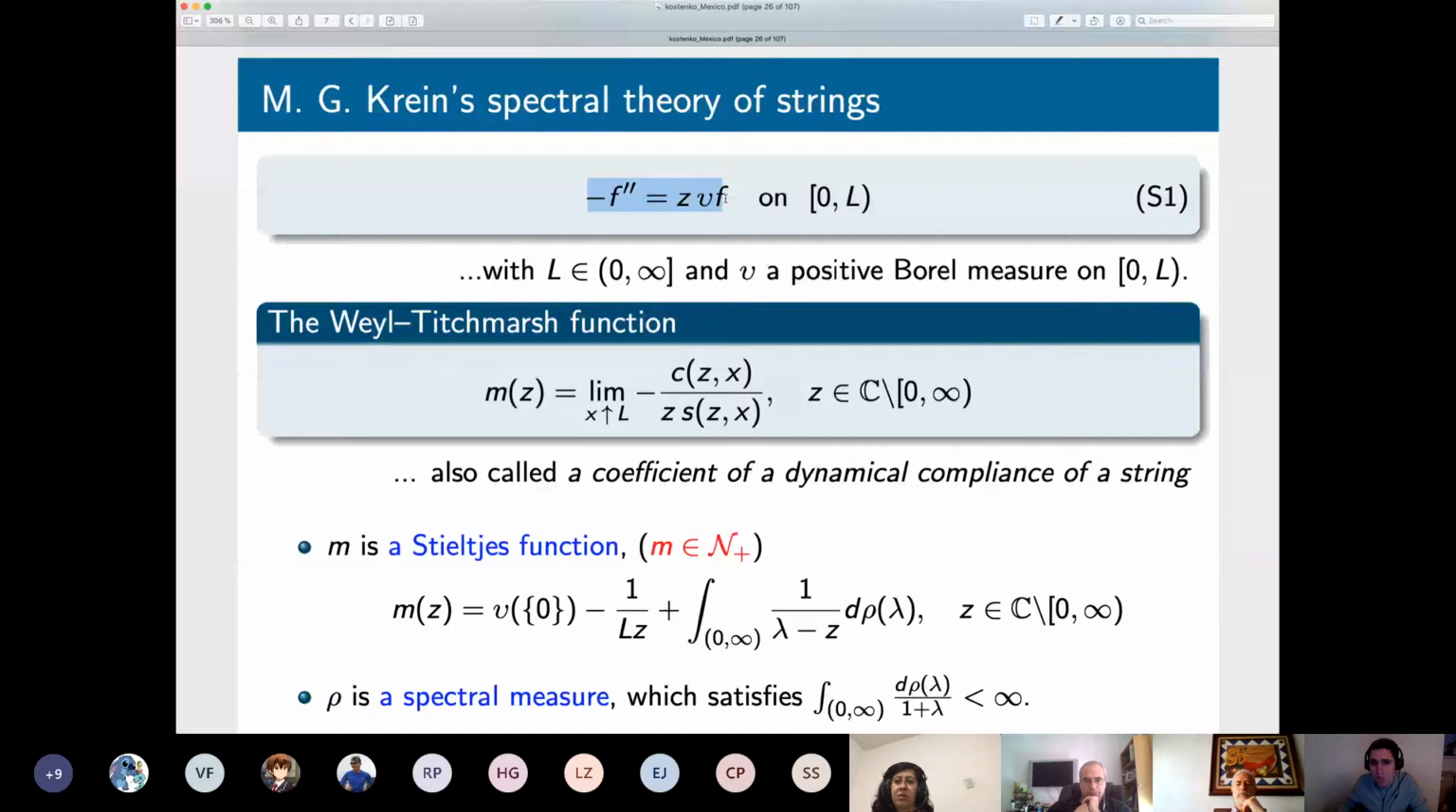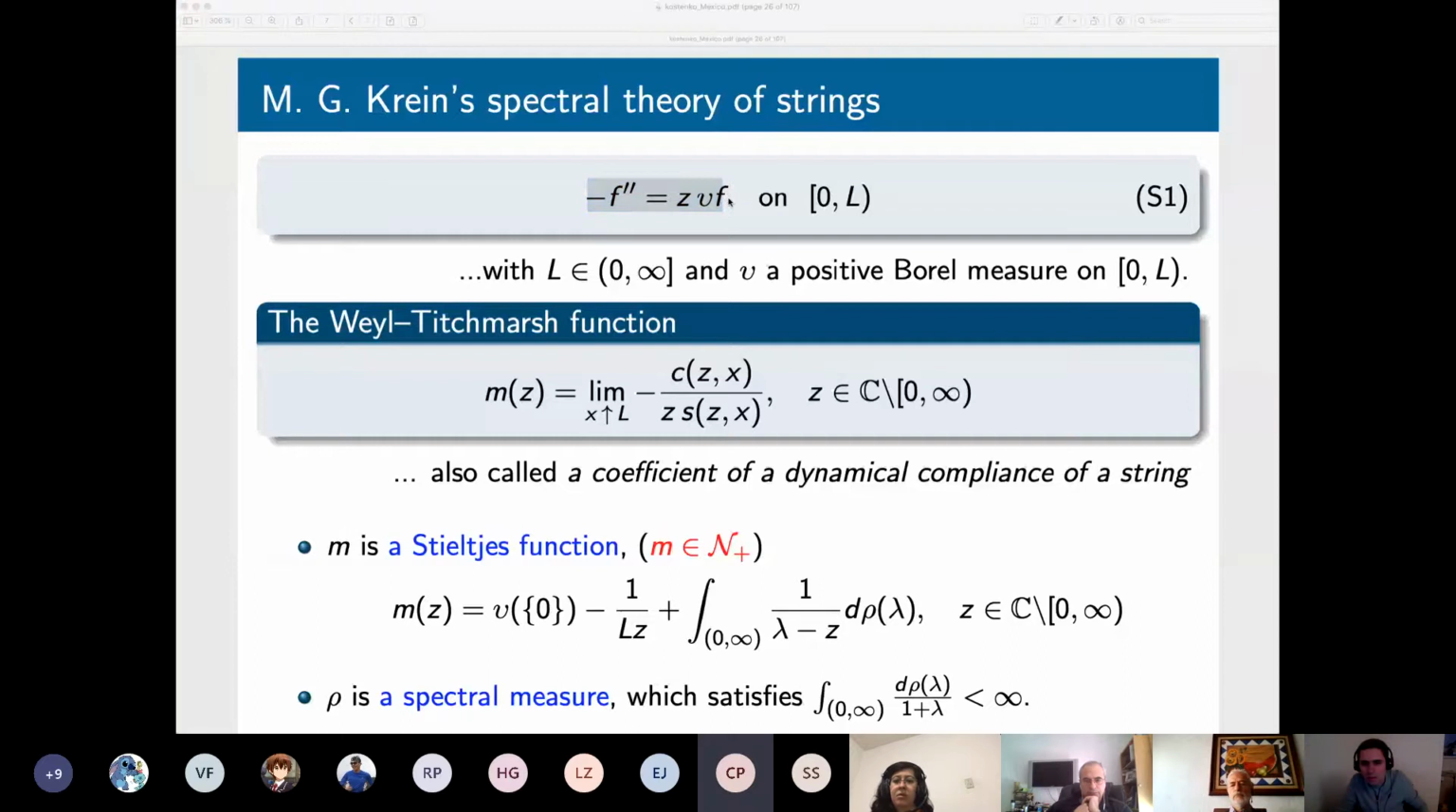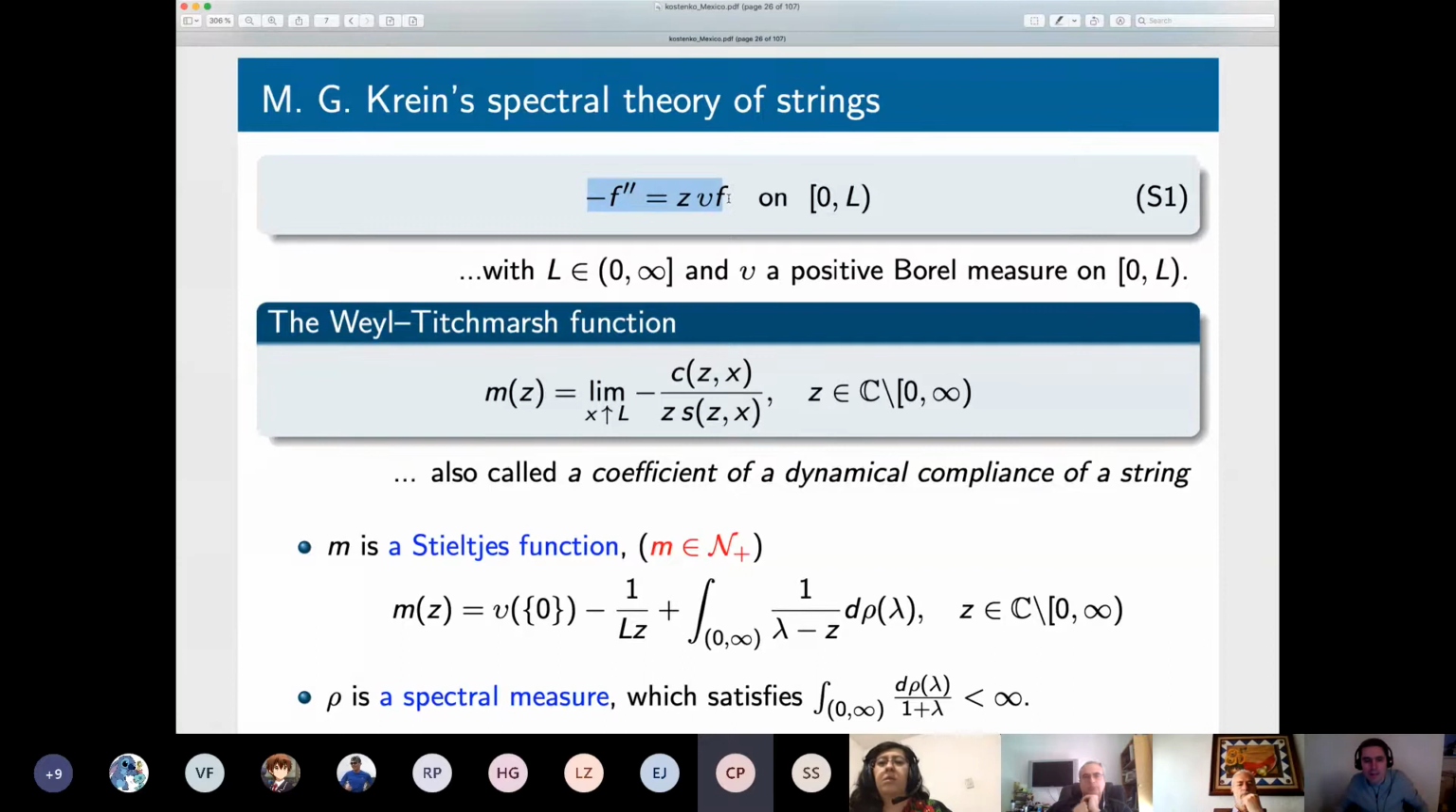So which operator is unitarily equivalent to the multiplication operator? Unfortunately, I can't write it, but if you look at S1, and suppose V is a nice function, not a measure, just a strictly positive function on zero to L, then you can divide by V both sides in S1. And your operator will be just one over V times minus the second derivative. And you consider this operator in L2 of zero, L with weight V. And also, because we divide by V, we impose Dirichlet boundary conditions. So this is exactly this operator. And this operator is then unitarily equivalent to multiplication in rho, so this is pretty standard.